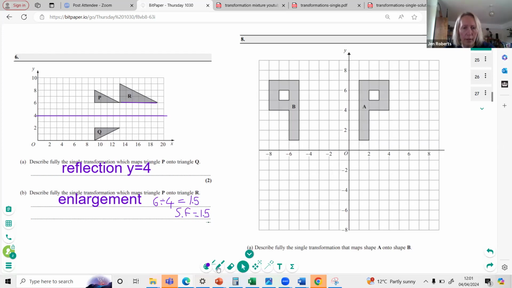We need our centre though, don't we, as well? I'm going to choose that corner and that corner first. And I'm going to choose this corner and this corner. Where do they meet? That's our centre of enlargement. They meet at 1, 6.